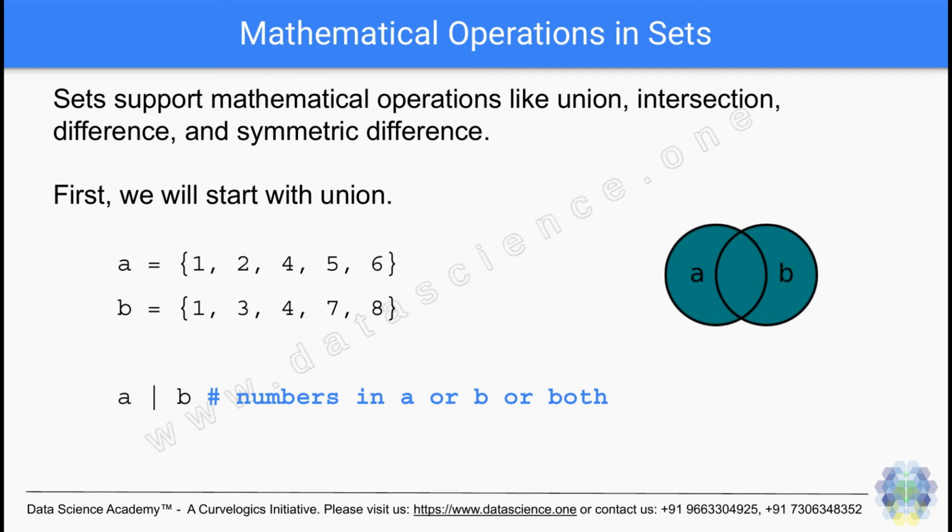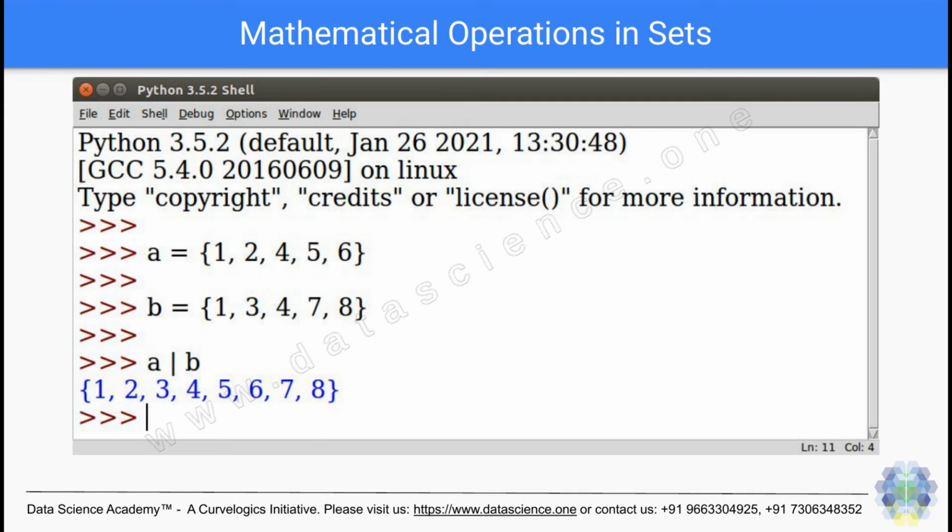Sets support mathematical operations like union, intersection, difference, and symmetric difference. We will learn a little bit about each operation. First, we will start with union. To understand mathematical operations in sets, we will create two sets, namely A and B. Set A contains the elements 1, 2, 4, 5, and 6. Set B contains the elements 1, 3, 4, 7, and 8.